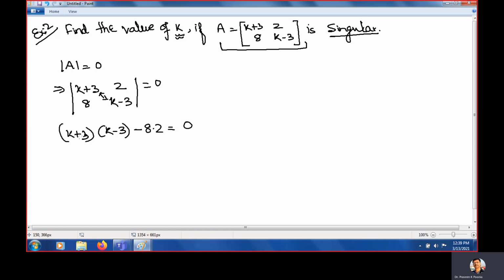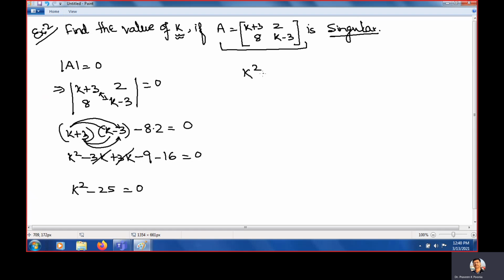Clear? So multiply k into k, k power 2, k into minus 3, minus 3k, 3 into k, plus 3k, and 3 into minus 3, minus 9, and 8 into 2 is 16. Plus 3k minus 3k is cancelled. So k square minus 9 minus 16 is minus 25. Clear? So k power 2 is equal to 25.